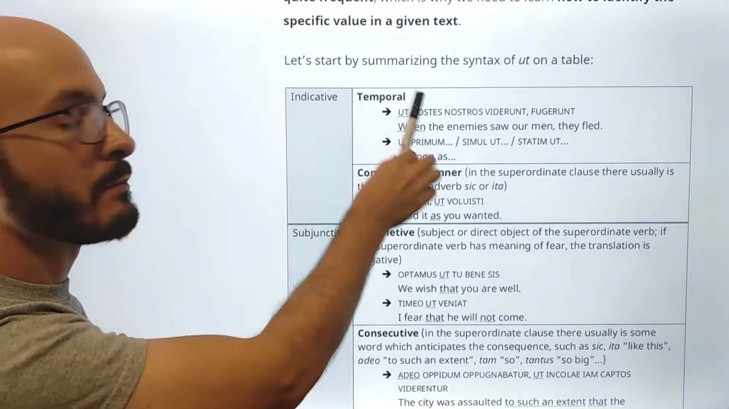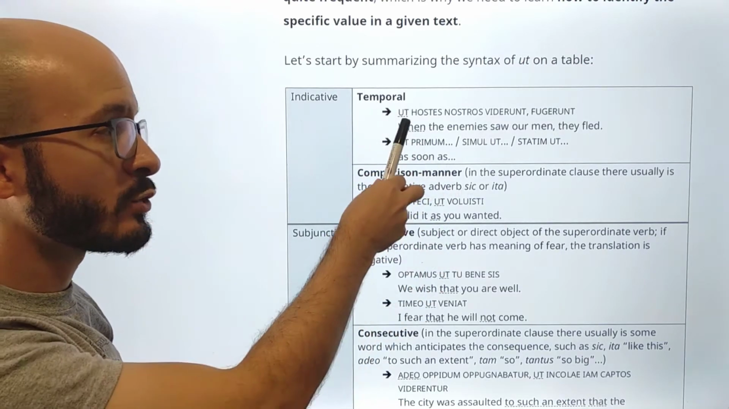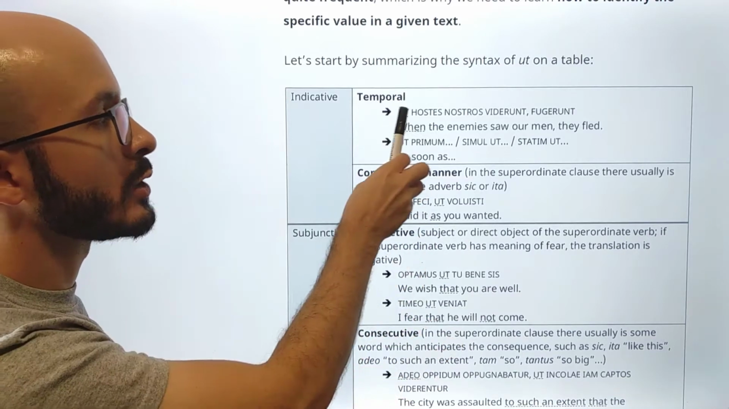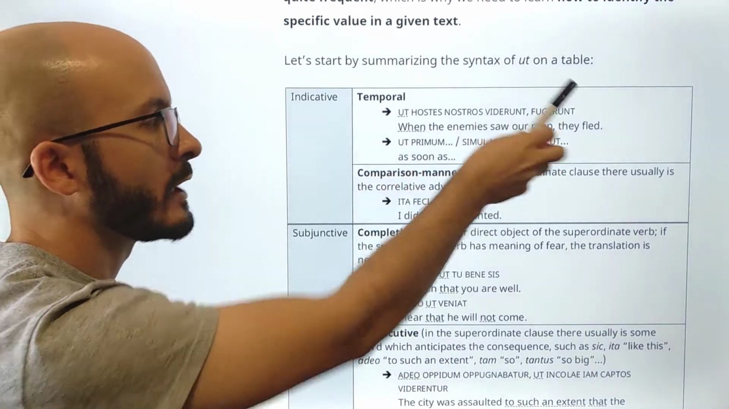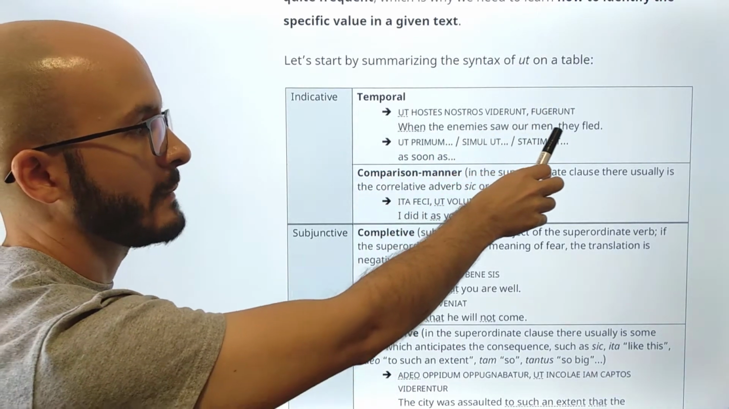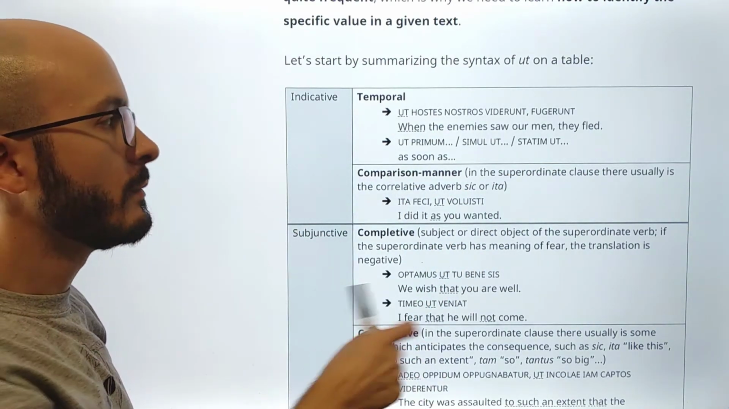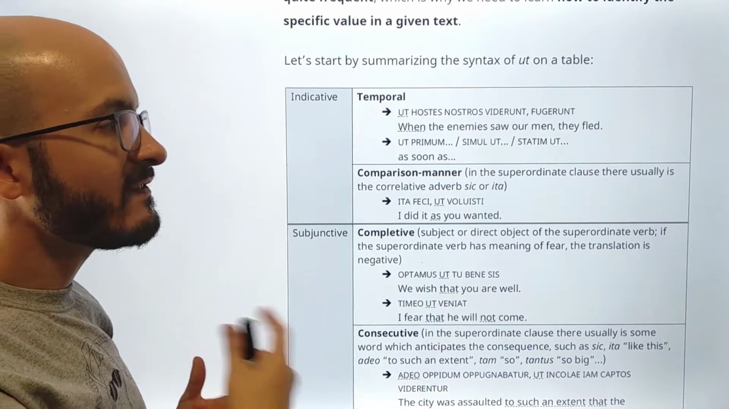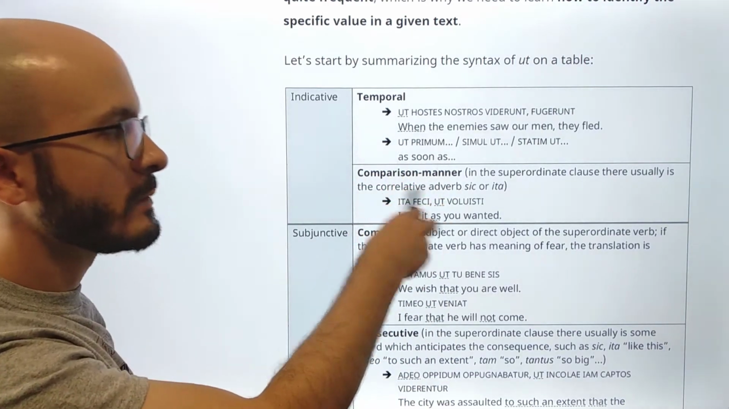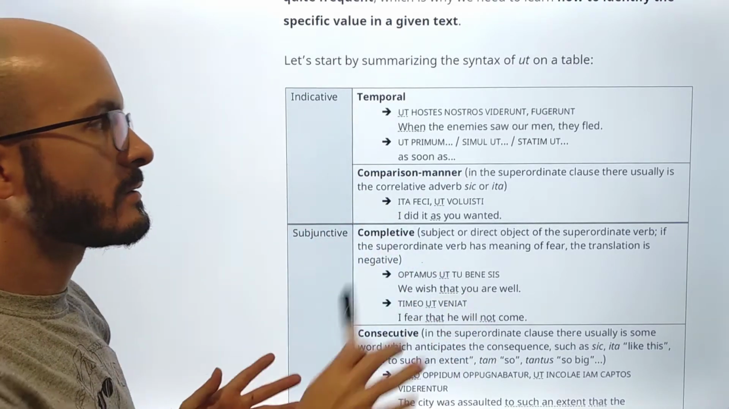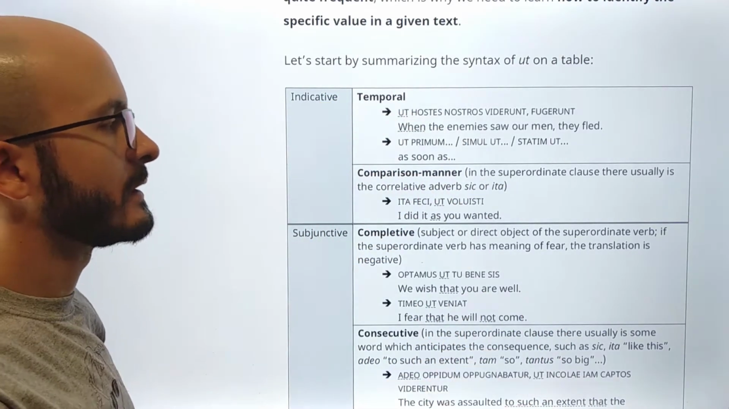Okay, so first, indicative. We have temporal. So again, we would translate it as when, just when. So, ut hostes nostros viderunt, fugerunt. When the enemies saw our men, they fled. Then it can also, just like with cum, be emphasized with ut primum, simul ut, statim ut, which is as soon as, whatever. Quite easy, there's nothing really to explain there.